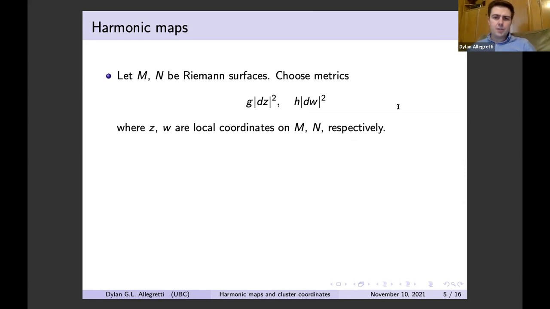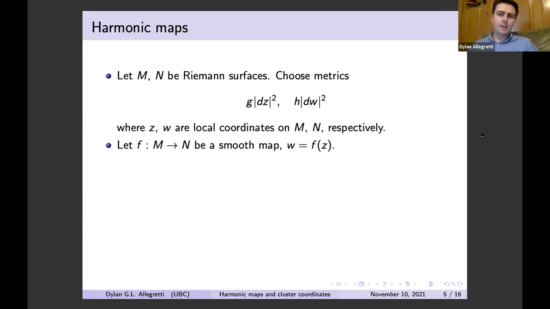And then g and h are some positive functions. So a metric like this is what we call a conformal metric, because it is conformally equivalent to the uniformizing metric on the surface. We're just multiplying dz squared by a positive function to get a metric on M, and likewise for this surface N. All right. And then let's suppose that we have a smooth map between the two surfaces, which takes the local coordinate z to the local coordinate w.